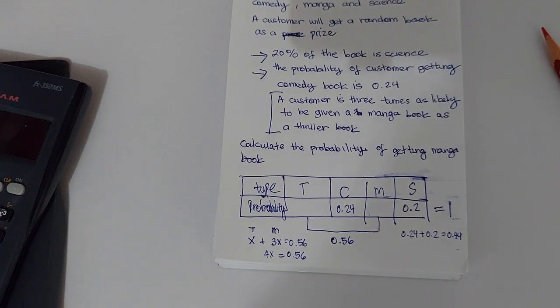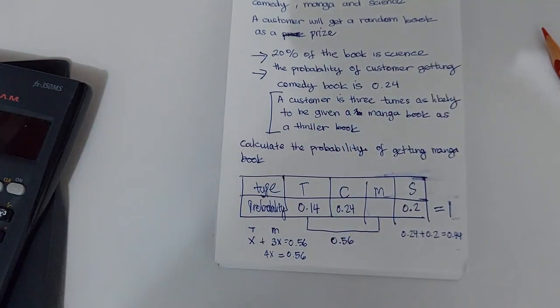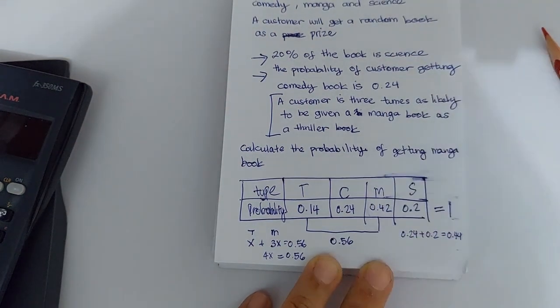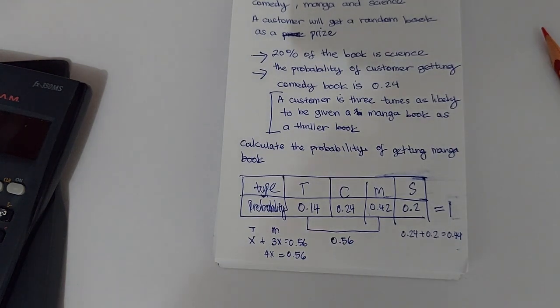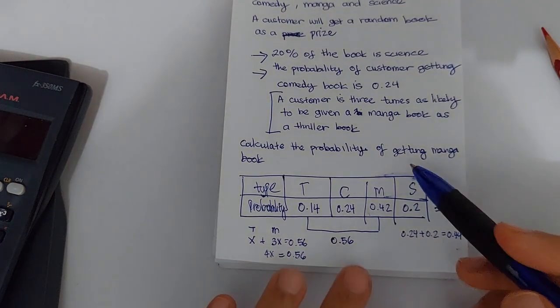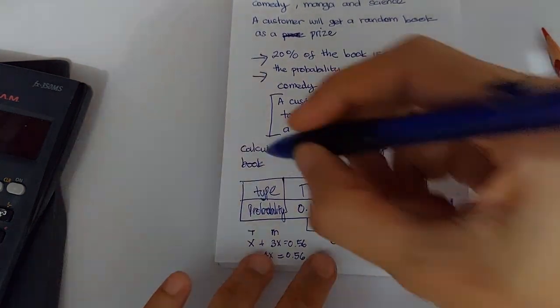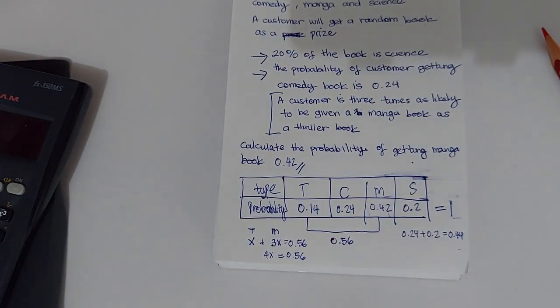Now, what is the X? The X is the thriller. So 0.14. And then of course the manga will be 3 times of that, so it becomes 0.42. And then when you add them up, it becomes this. Am I right? And we're done. What will be the probability of getting the manga book? Look on the table. It will be 0.42, guys. Give an applause to the answer, right? Probability. Go to the last question.